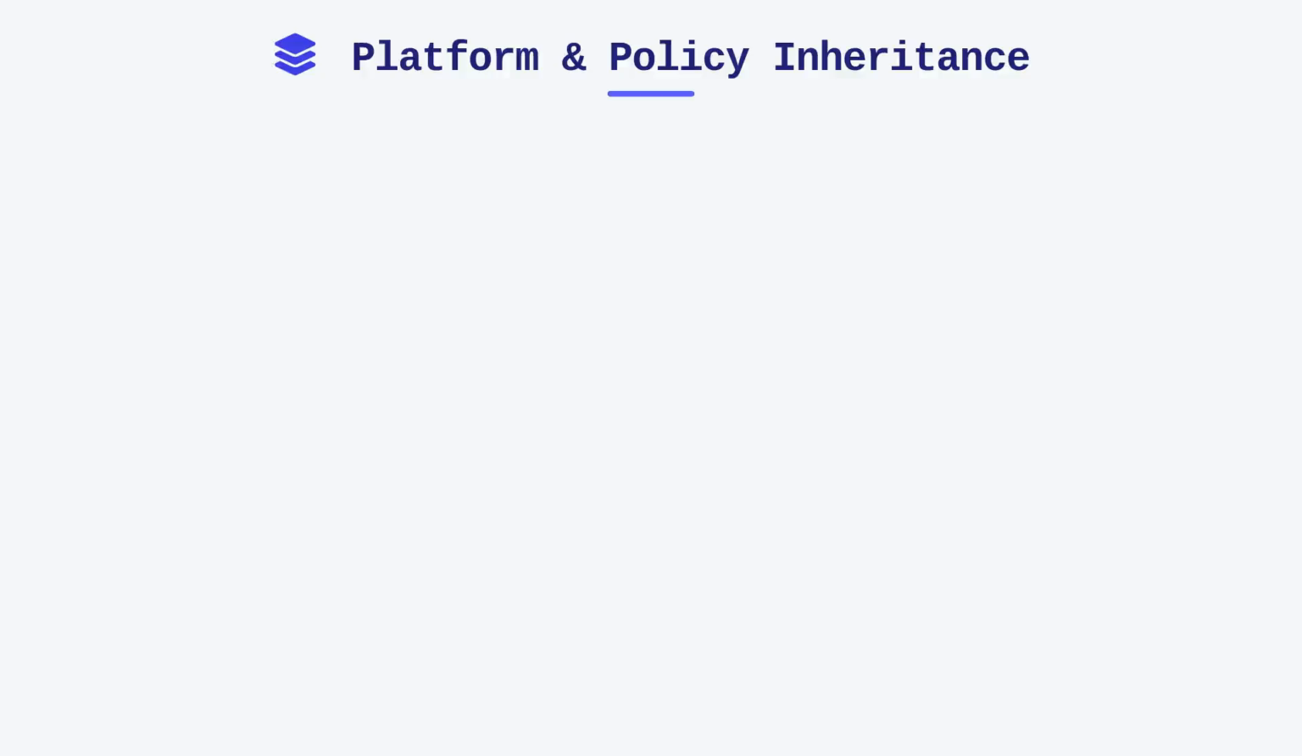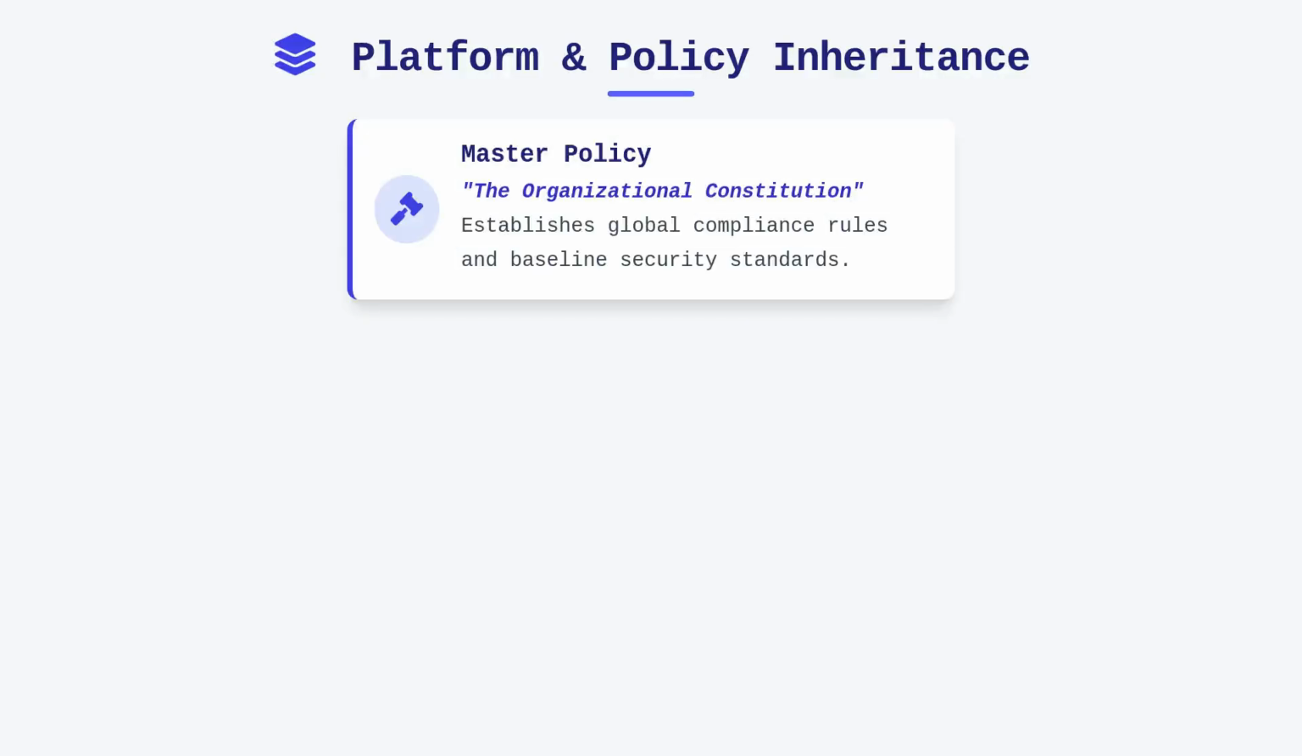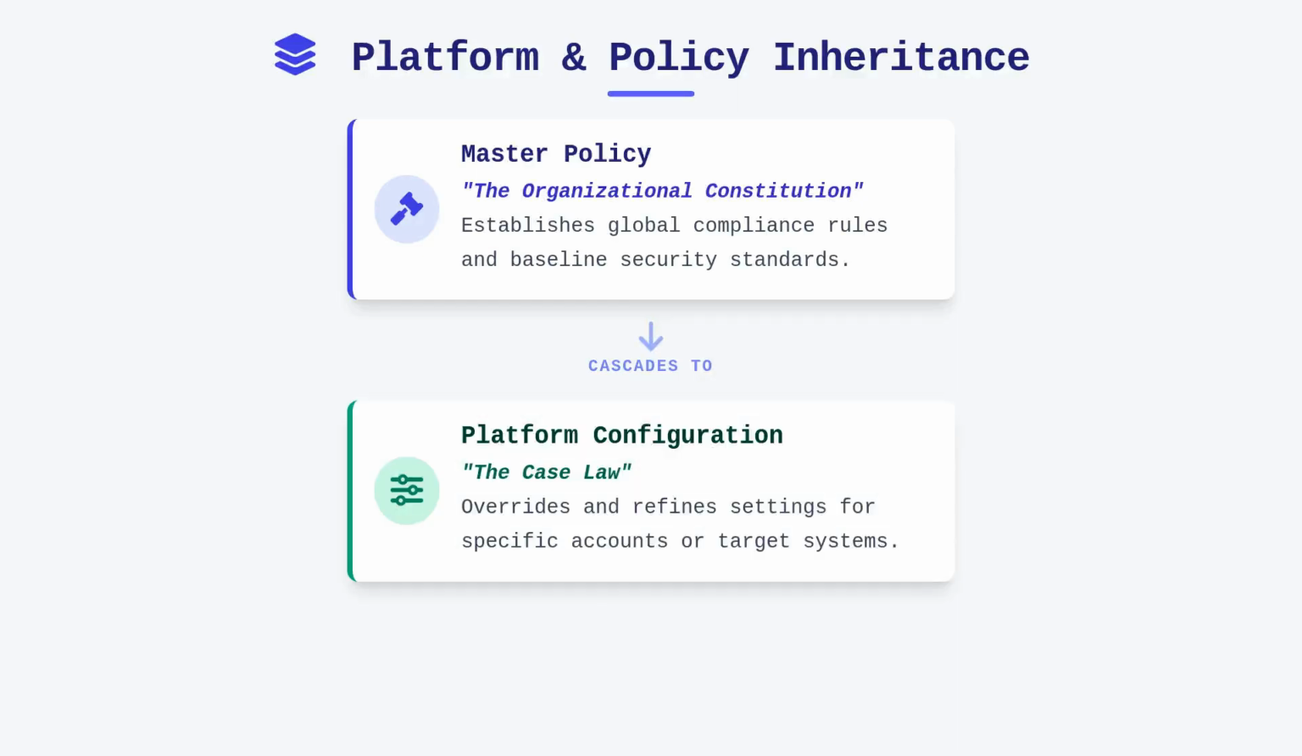We begin by establishing the role of platforms in the context of policy inheritance, which is a core concept that often surprises newcomers to the platform. While the master policy sets global compliance rules, it is the platform that allows you to override or refine these settings for specific sets of accounts or target systems. Think of the master policy as your organizational constitution, while the platform configuration acts as the specific case law applied to individual departments or machine types.